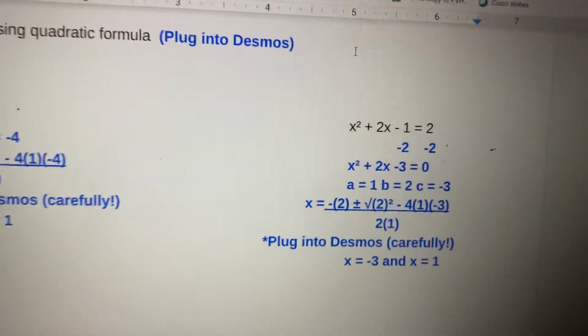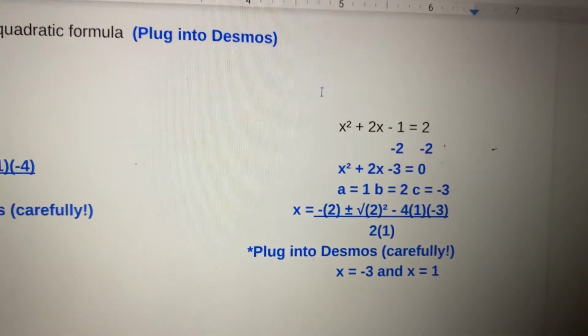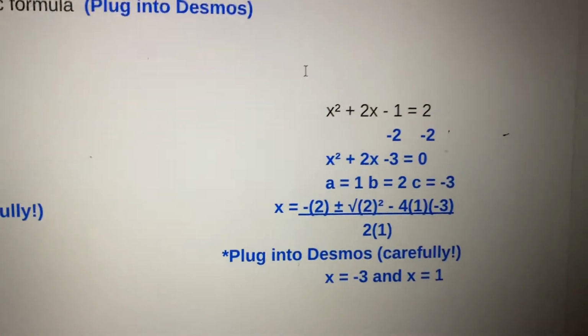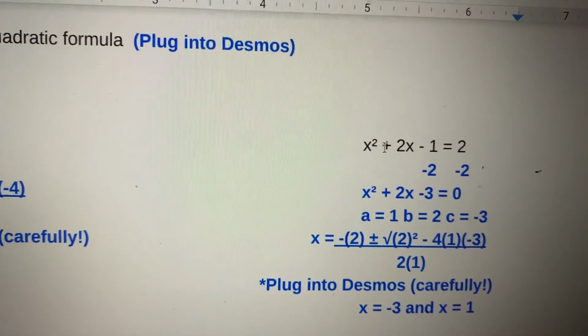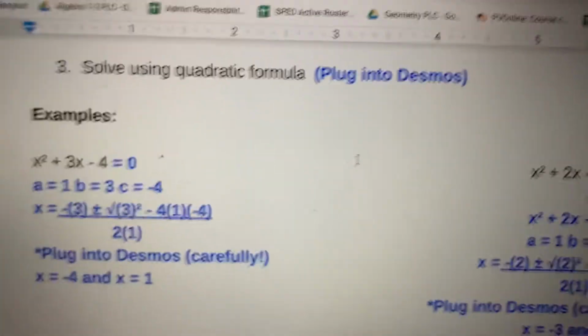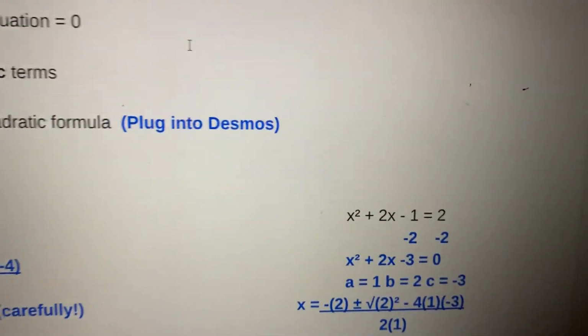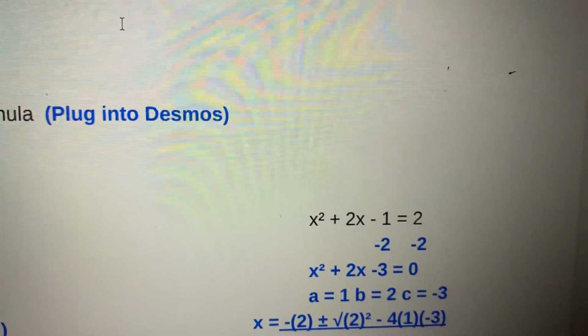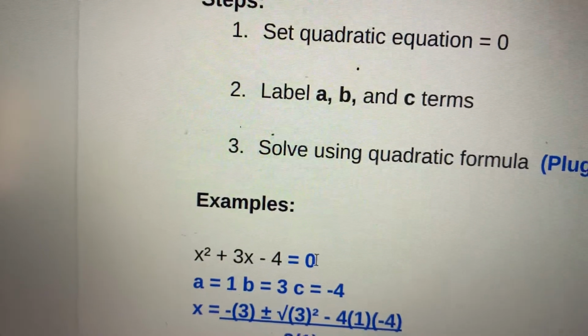We'll go ahead and do this example here together, and then I do have just 4 that I'm asking you to do on your own. All right, so let's take a look at this one because this one is a little bit different. We have x squared plus 2x minus 1 equals 2. So let's start with step 1. It says set the quadratic equation equal to 0. So right now, this one looks a little bit different because it has equals 2, where this one over here didn't have anything, so it was already equal to 0.